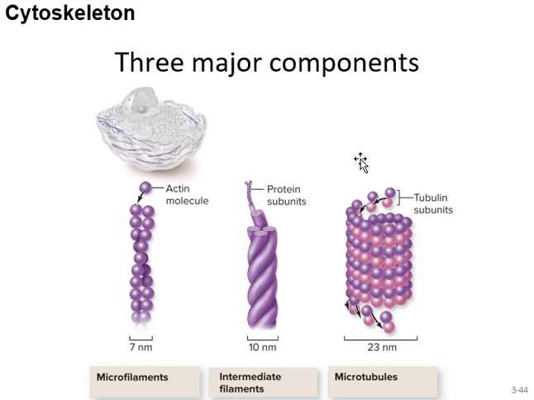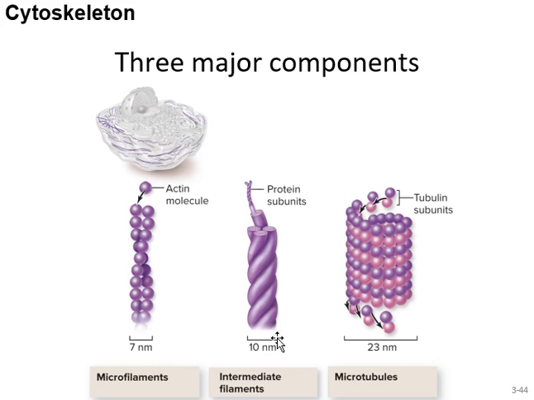Well, cytoskeletons are made of three major components. The microfilament is just actin molecules, and actin is a protein. So proteins make everything, right? That's simply like strings of beads attached together.